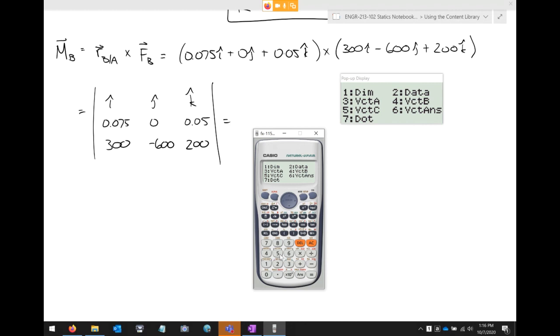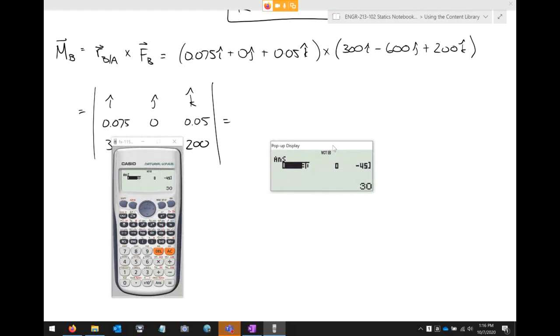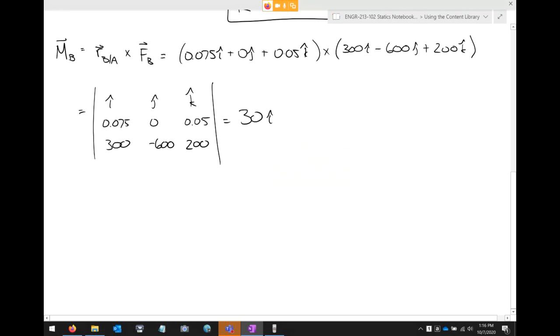and we can do the dot product here. What I want to do is a cross product, so I can just do vector A times shift vector B. And when it's all said and done, you should get something that looks like this. You should get 30i, 0j, and then minus 45k. So I can take this right here: 30i plus 0j minus 45k.